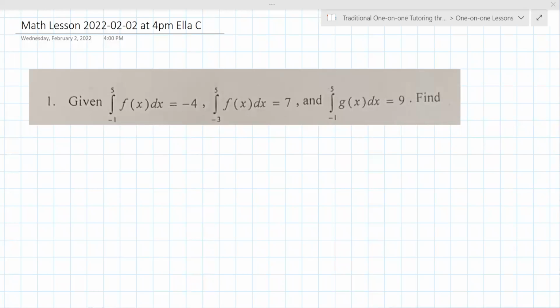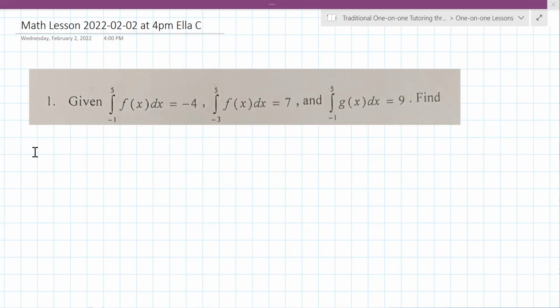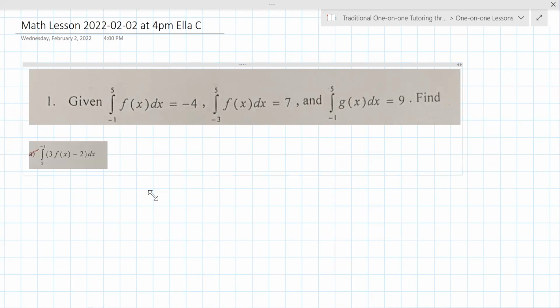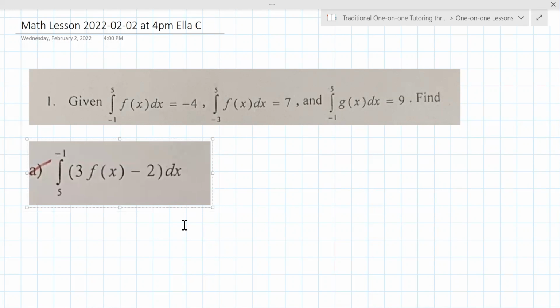So they give you a bunch of stuff here, and then you have to use the properties for each of these subsequent problems. So I'm going to snip in question A. Yeah. So question A simplifies to the following.